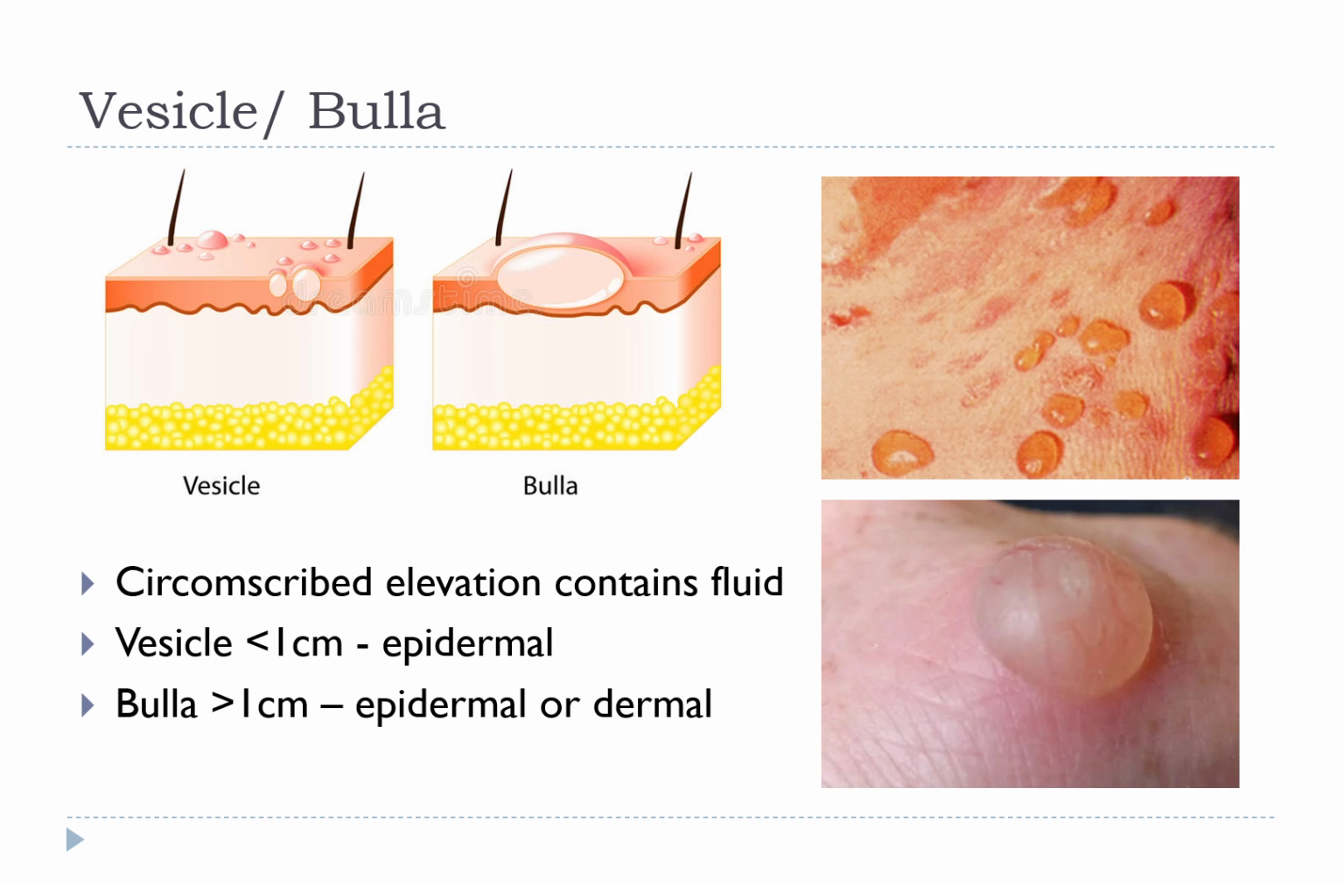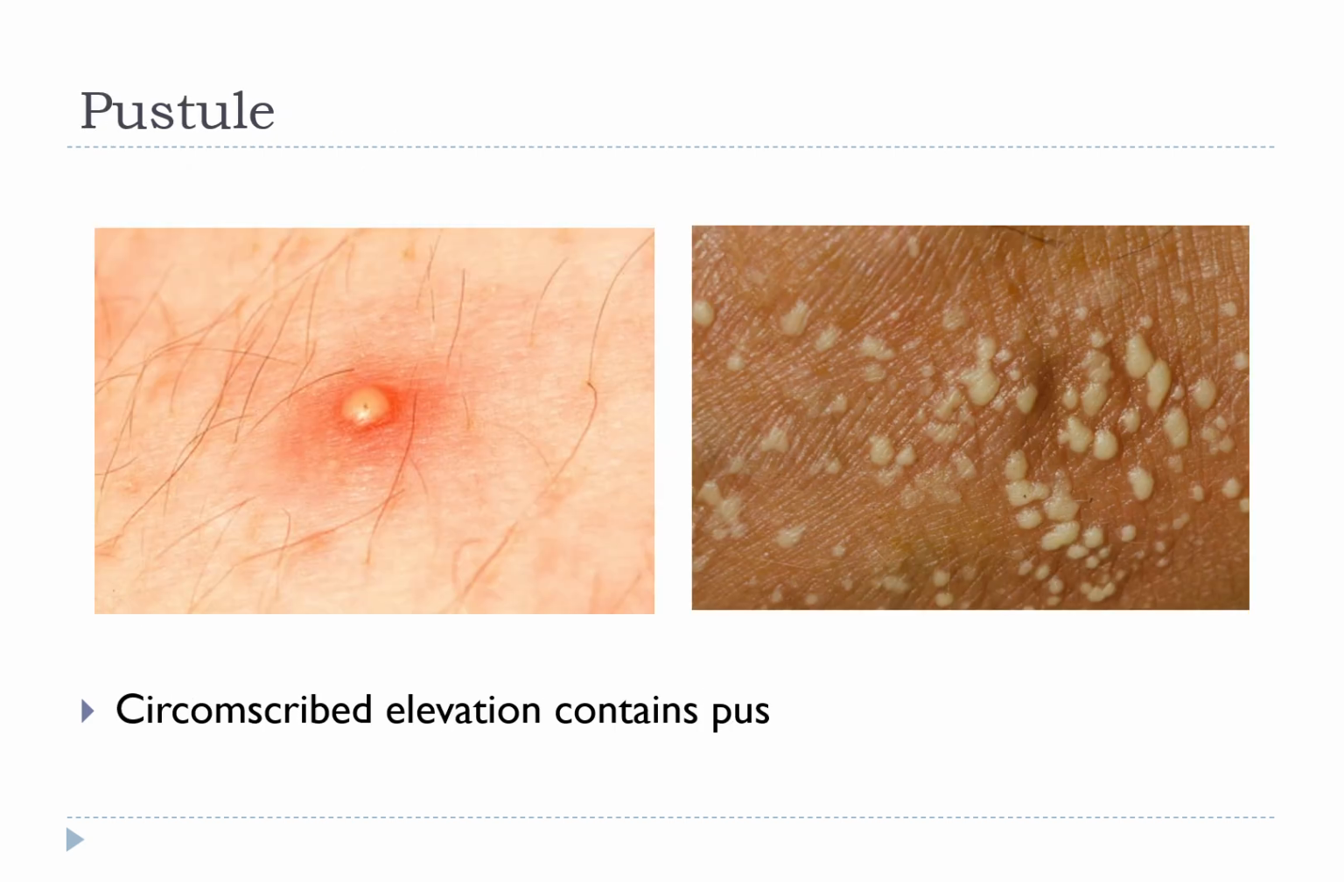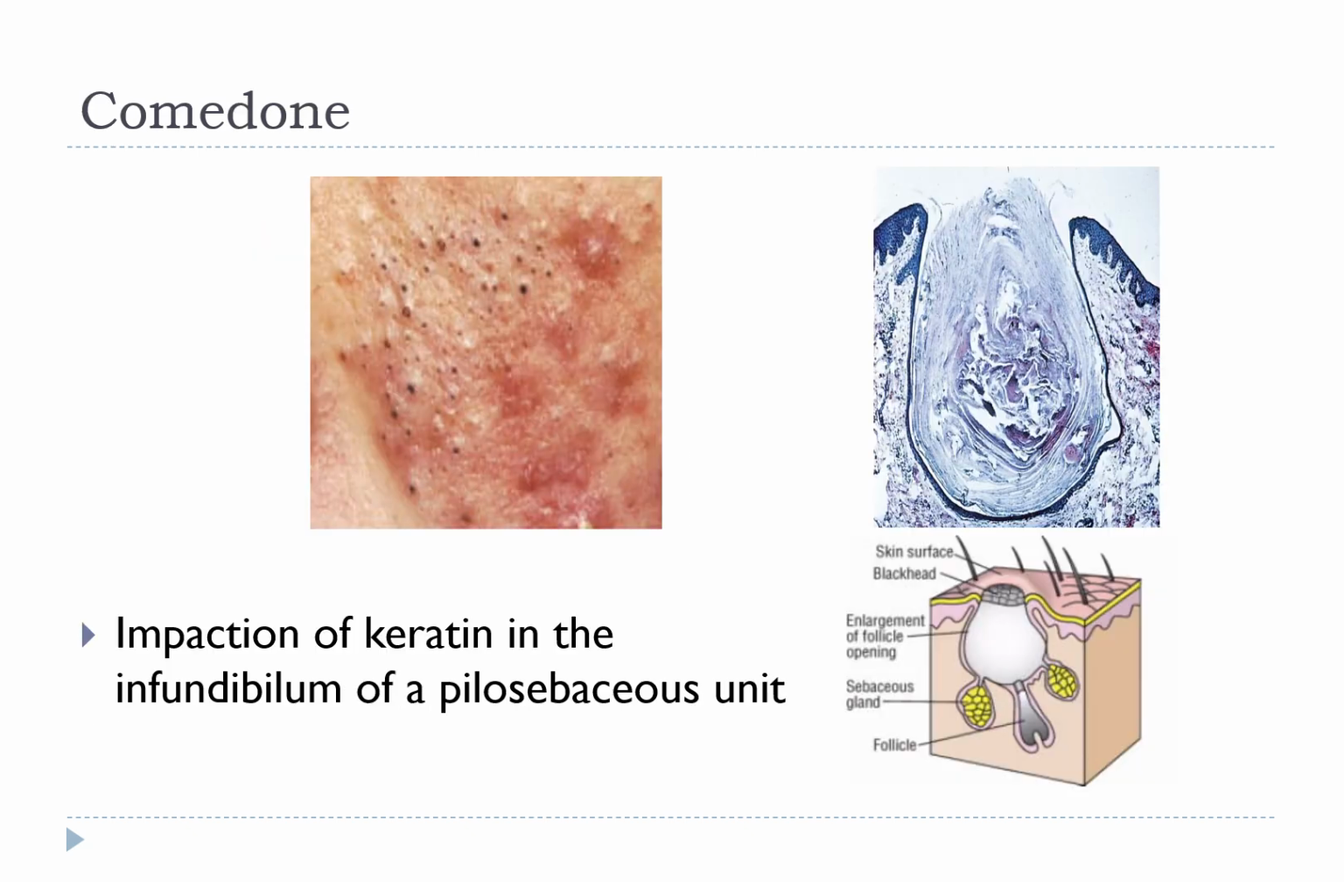A vesicle is a small, less than a centimeter circumscribed, elevated fluid-containing lesion. When larger than that, we refer to it as a bulla. These are usually confined to the epidermis, but bulla may be subepidermal as well. A pustule is similar to a vesicle but filled with pus. A comedon is an impaction of keratin within the infundibulum of a pilosebaceous unit. It is the primary lesion of acne vulgaris.